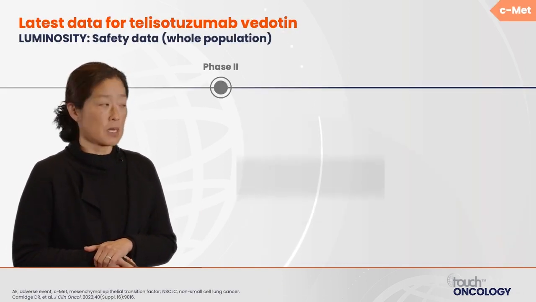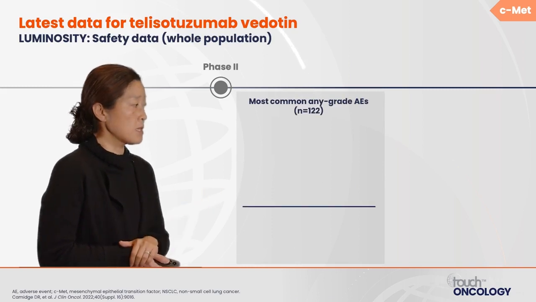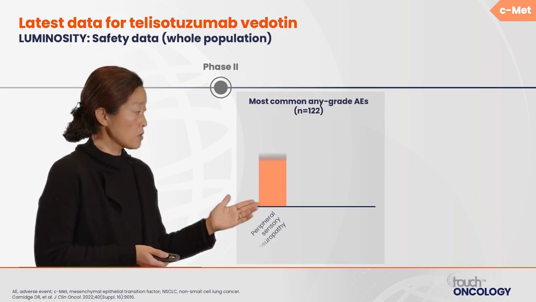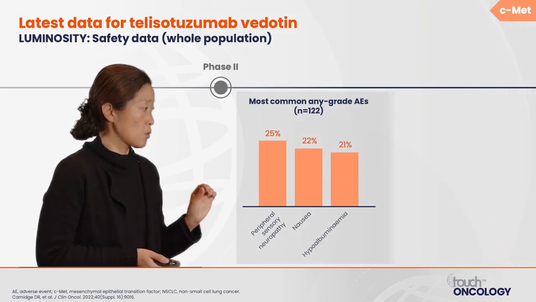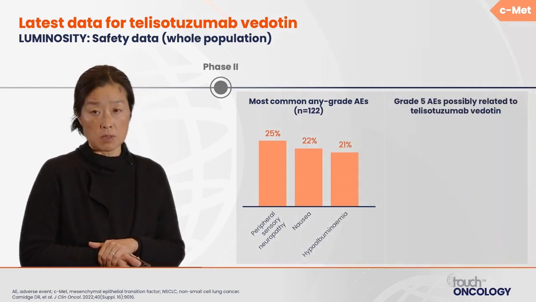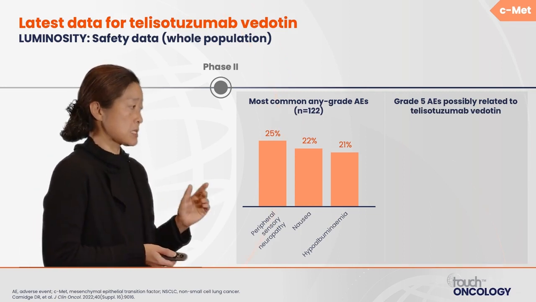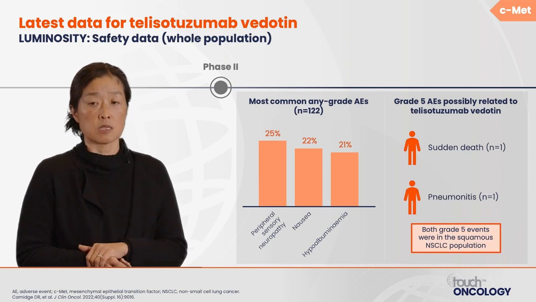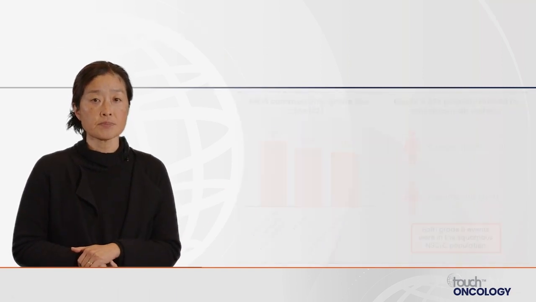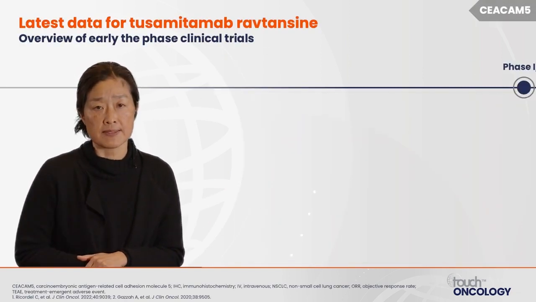What about safety in the population as a whole? The most common any grade AEs reported are peripheral sensory neuropathy, nausea, and hypoalbuminemia. There were grade 5 AEs that were possibly related to Teliso-V. This included sudden death in one patient and pneumonitis in one patient, and both of these deaths occurred in the squamous population. And then finally, tusamitamab ravtansine.